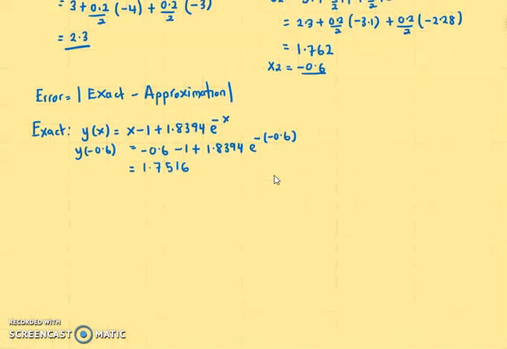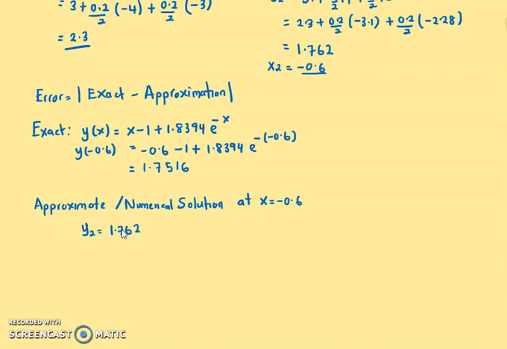Now the approximate solution, or your numerical solution, that we have computed at x equals negative 0.6 is 1.762. So therefore, your error is given by 1.7516 minus 1.762, which is 0.01039 or so, which is good, small enough.